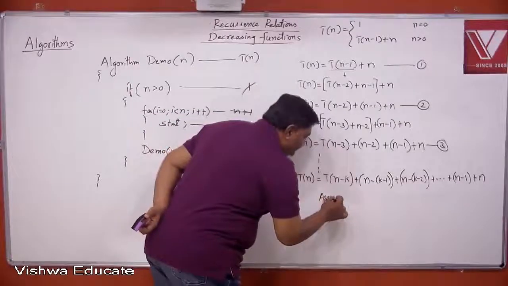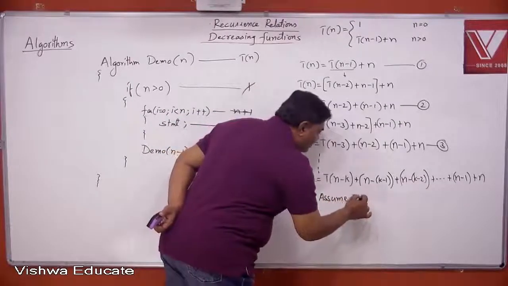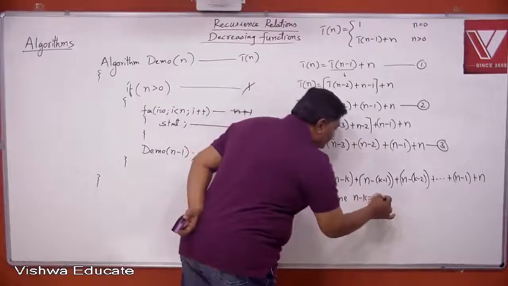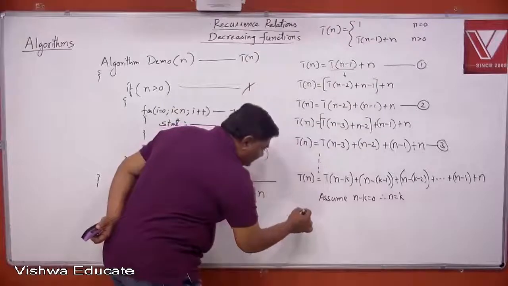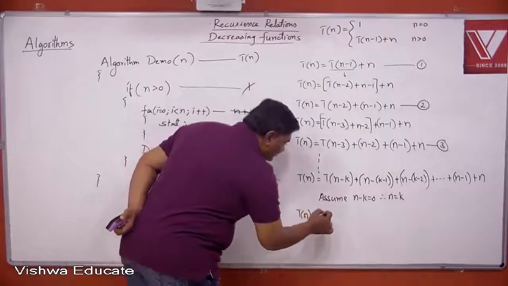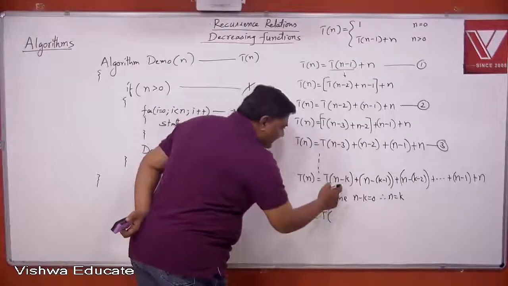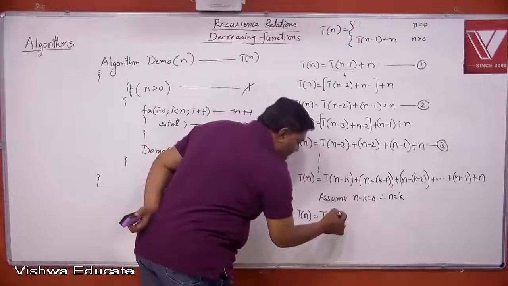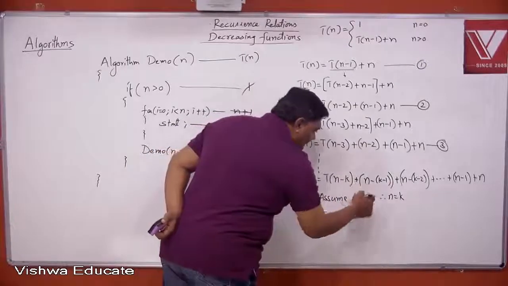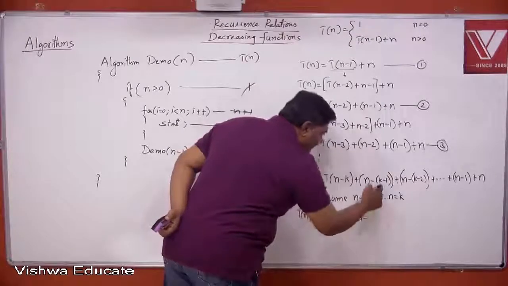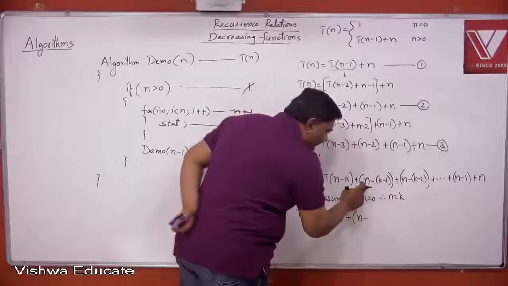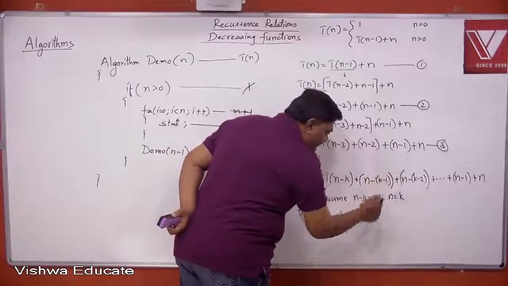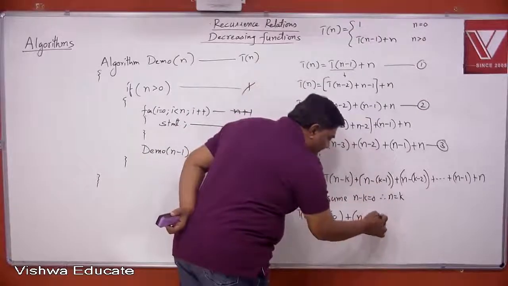Assume n minus k is equal to 0. Therefore, n is equal to k. Then, Tn is equal to T of n minus k, how much? 0. Plus n minus k minus 1, so k minus 1. Okay, let us open this one. n minus k plus 1. So, n minus k plus 1.